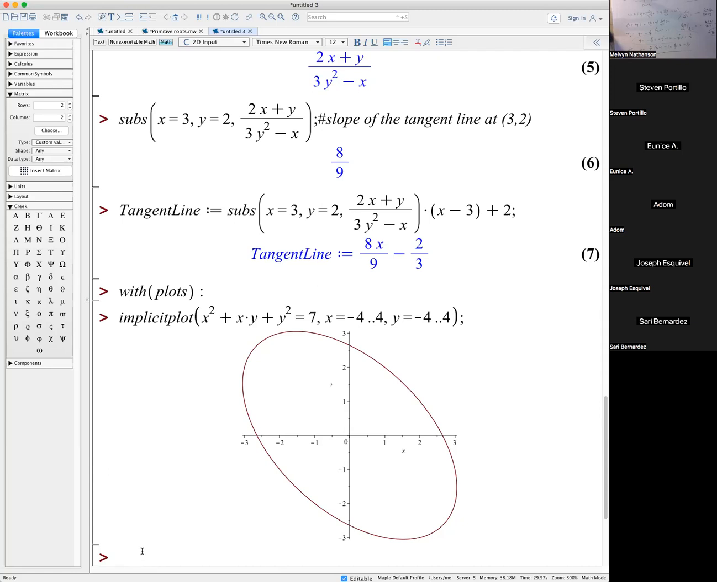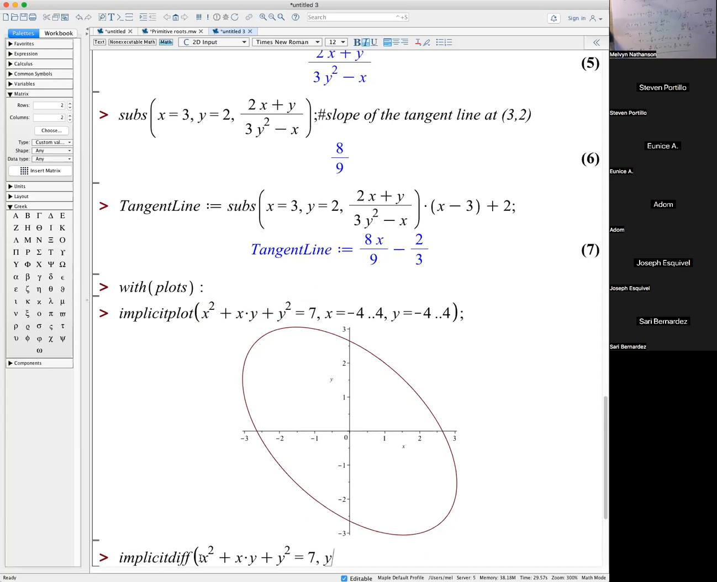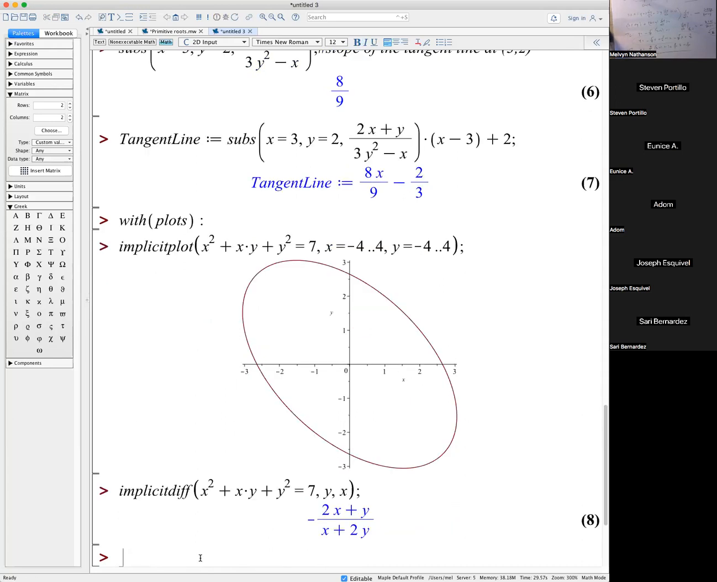But I calculated the tangent line, just to make sure I did things correctly. If I use implicit differentiation, which means the command implicit diff, to differentiate y with respect to x, that's what I get for the derivative, which is exactly what I got when I did it by hand, which is reassuring.